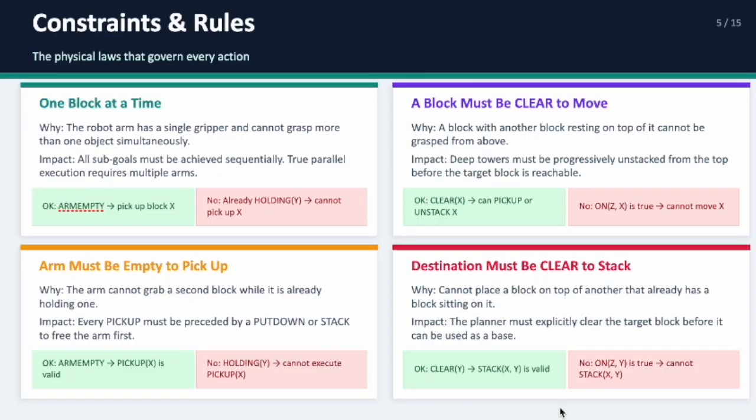Now, moving on to the constraints and rules of the block world problem. With the vocabulary in place, let's talk about the rules, the laws that govern what the robot arm can and cannot do. There are four constraints, and each one has a real physical motivation. Rule 1: one block at a time. The arm has a single gripper, it simply cannot hold two things at once.